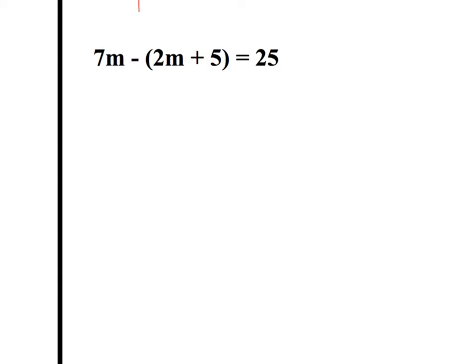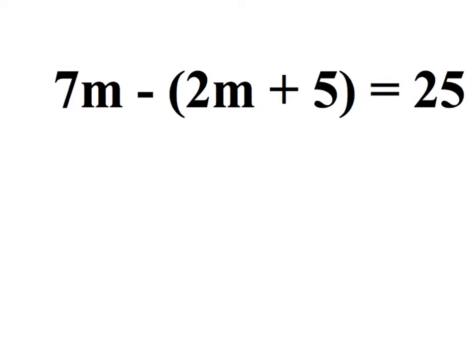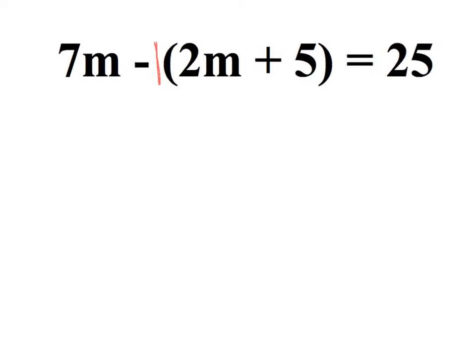Tell your neighbor, what are you distributing? Serenity, what am I distributing? The negative 1. Thank you. Yes, this is a negative 1. We are not distributing the 7m. It's tricky. It's kind of hidden.